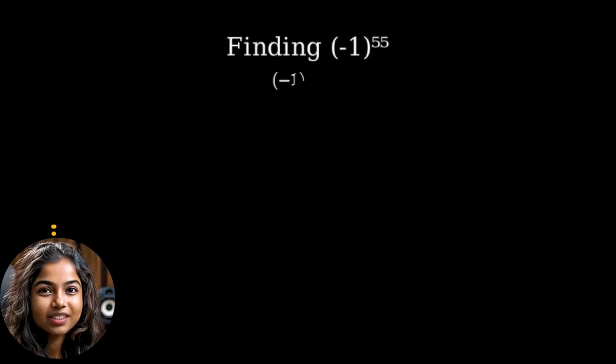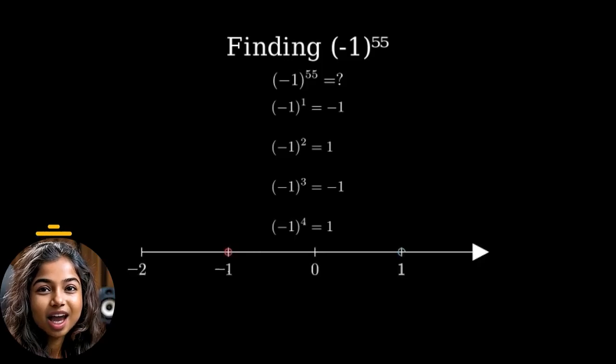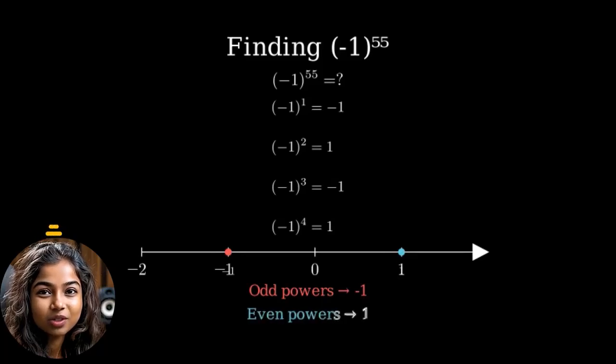Let's solve the problem of finding the value of -1 raised to the 55th power. To solve this, let's first understand the pattern of powers of -1. When we raise -1 to different powers, we get an alternating pattern between -1 and +1. Let's visualize this pattern on a number line. When we raise -1 to an odd power, we get -1. When we raise -1 to an even power, we get +1.